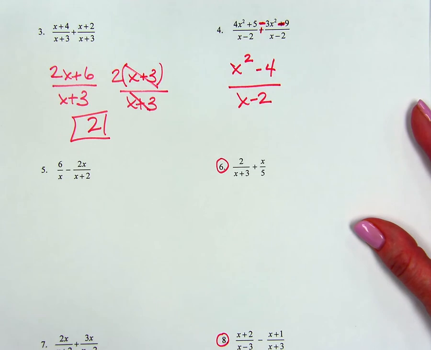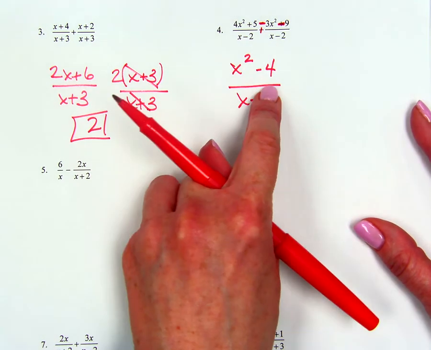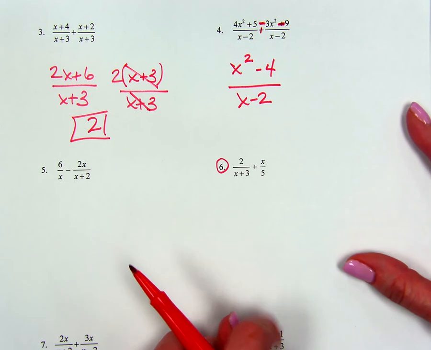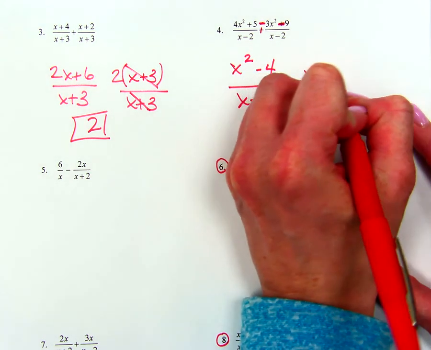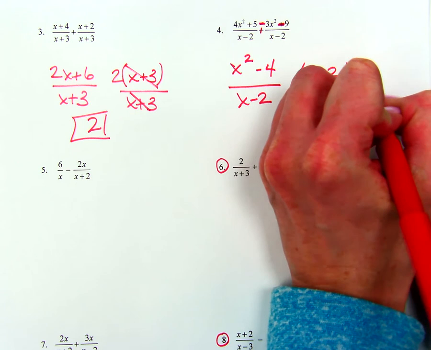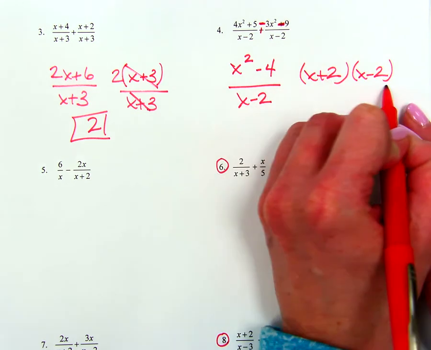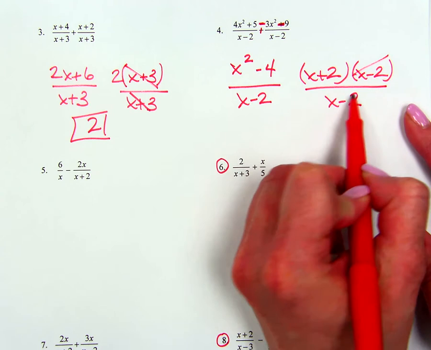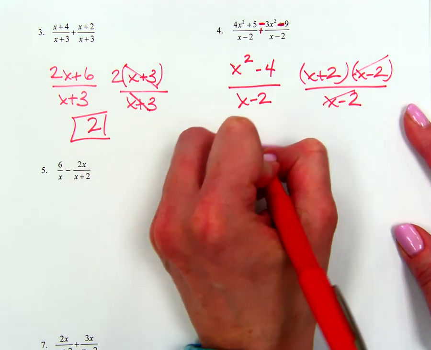So again, looking at your numerator, is there anything you can do to reduce that down? And what do you know about 4? So if you look at this, this is going to be a perfect square for us. So it's going to factor out to x plus 2 and x minus 2. So if we have that all over x minus 2, those x minus 2's are going to cancel, and we are just left with x plus 2.